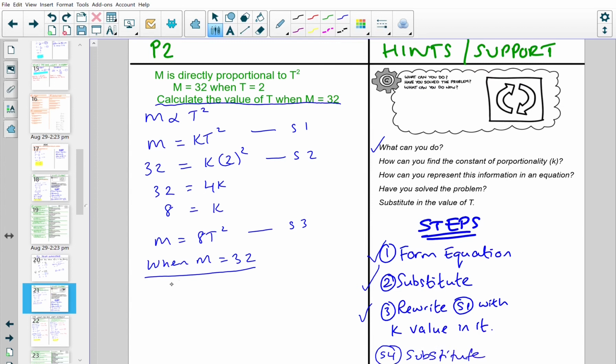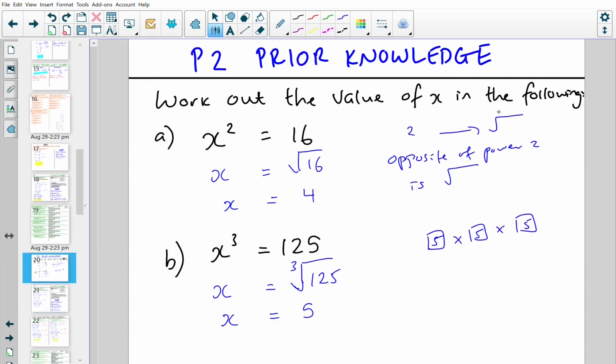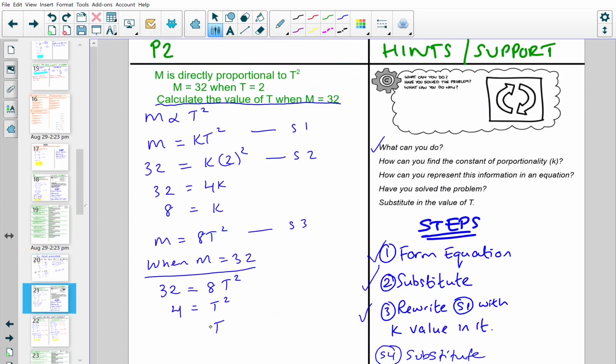So when m equals 32, 32 equals 8t squared. We're trying to find the value of t. We divide by 8 on both sides, gives us t squared equals 4. As we've touched on here, the opposite to the power of 2 is square root. So here, to find t on its own, I have to square root 4. Square root of 4 is 2. So our final answer here is 2.